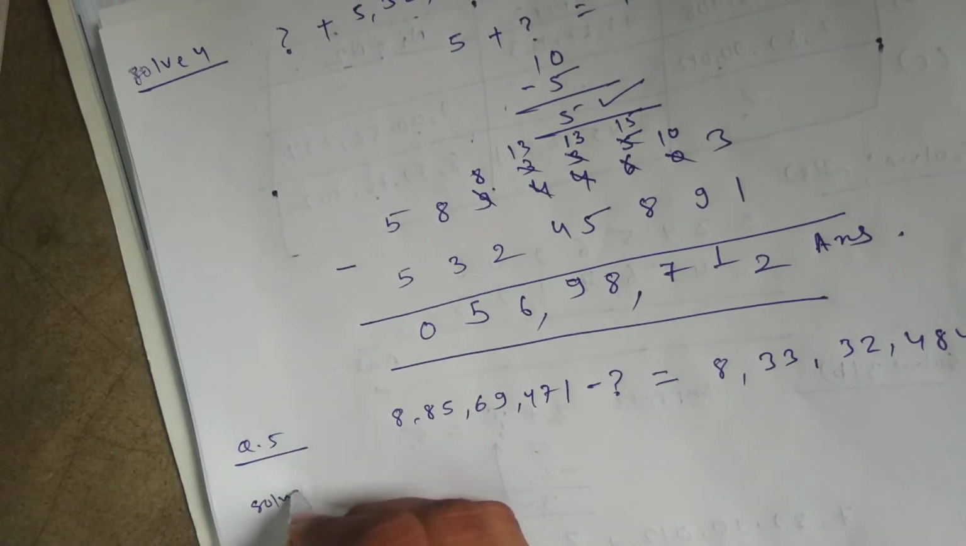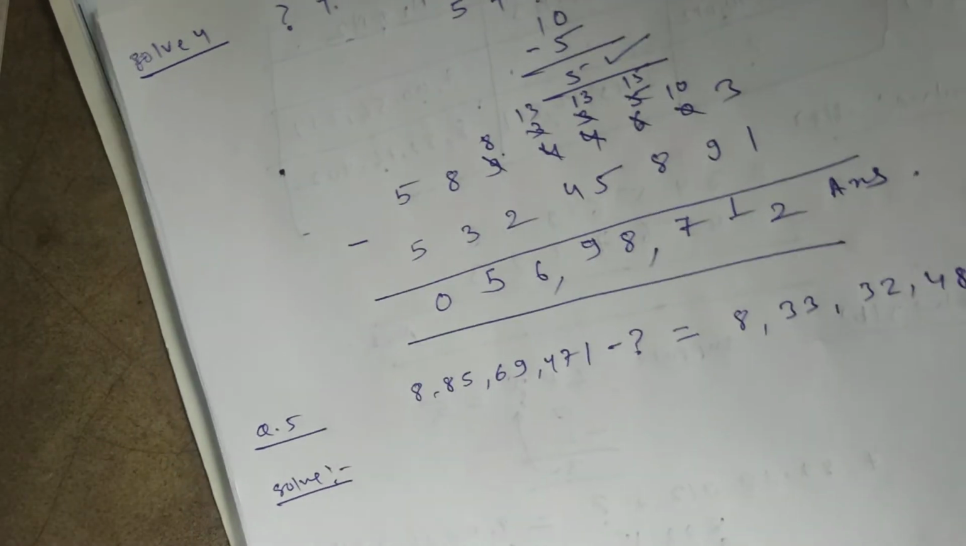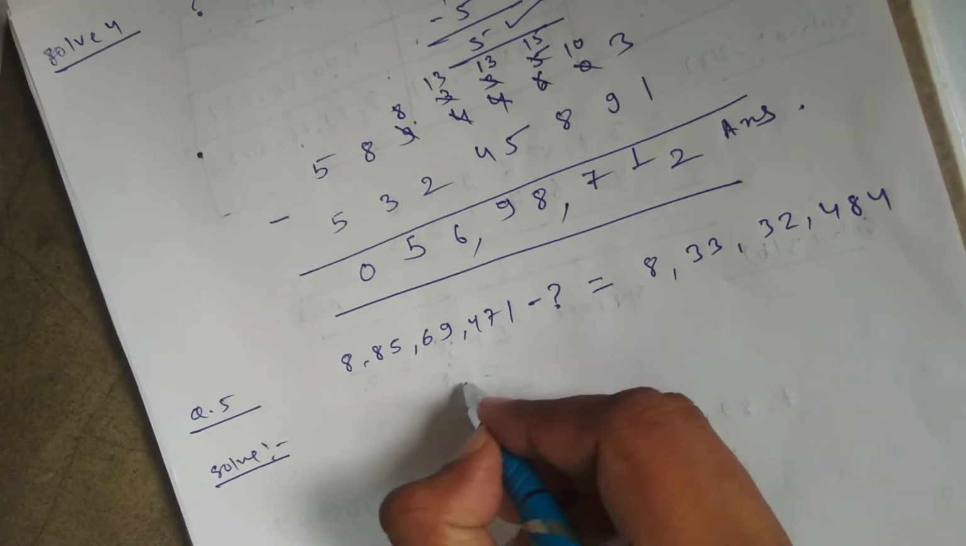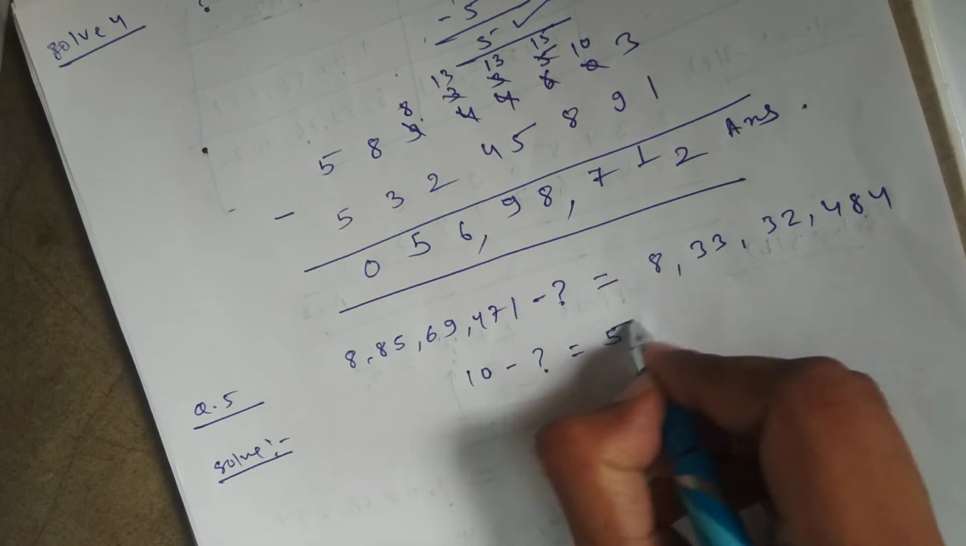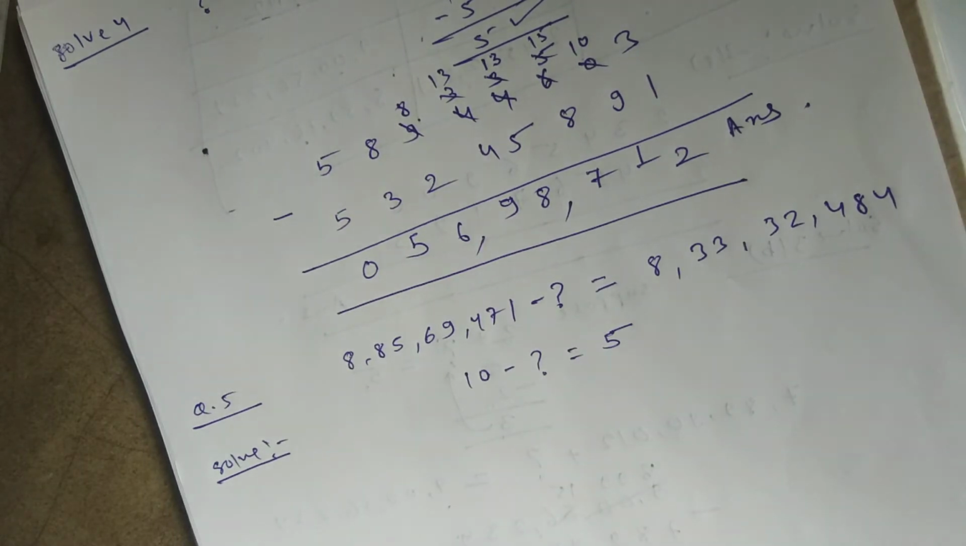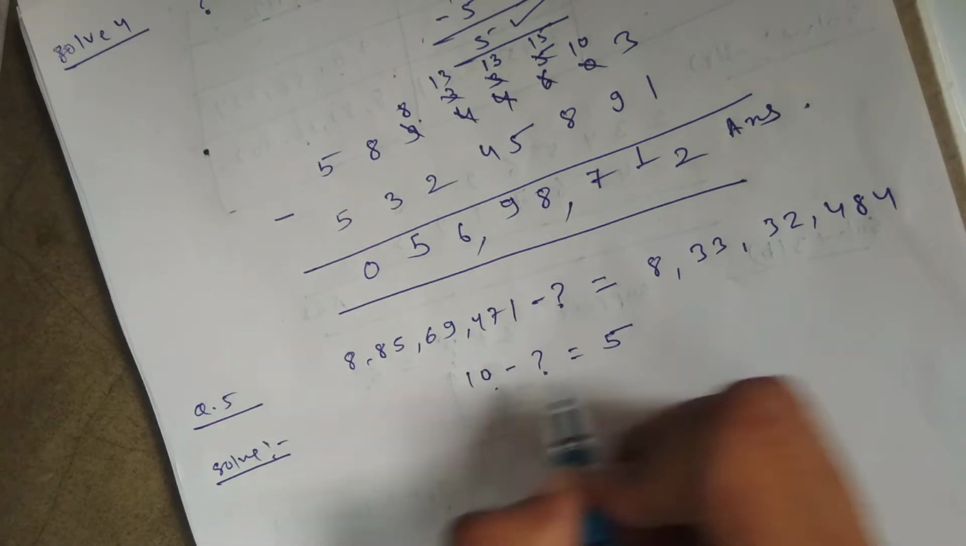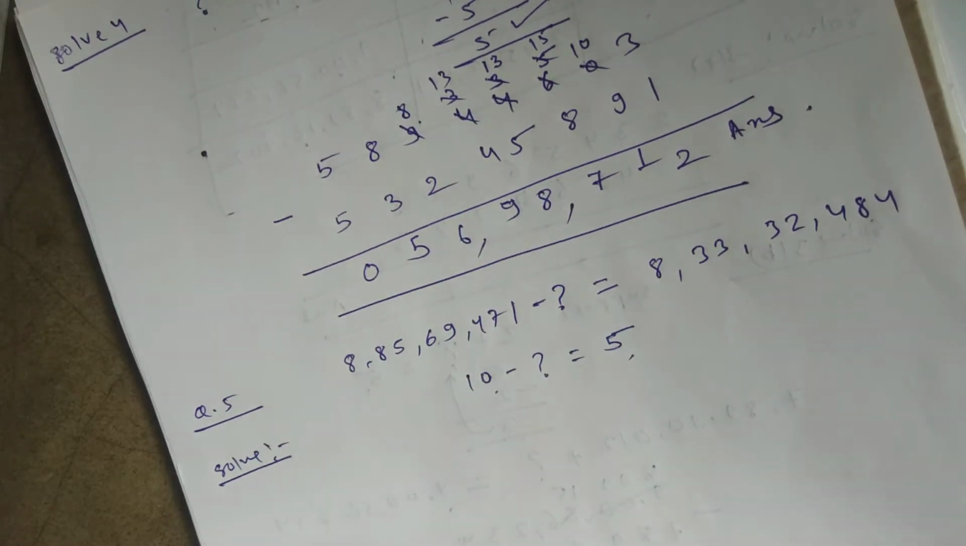So if I ask you one question, what should be subtracted from 10 so that we could get 5? Very small question. If I ask you what should be subtracted from 10 so we get 5, you say, sir, the answer is 5.